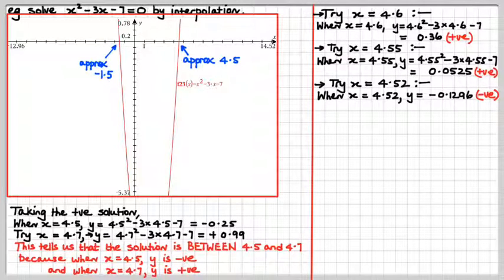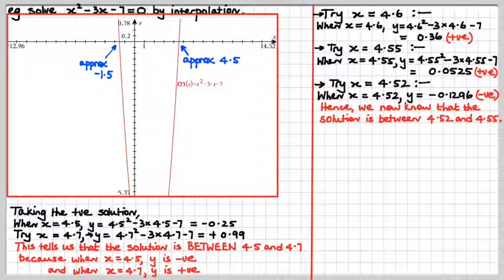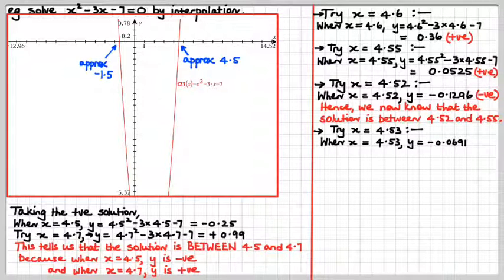So that one gives us a negative answer. So that means we're now to the left of the root. So now let's just regroup. Our to the left of the root reference point is now 4.52, and our to the right of the root reference point value of x is 4.55. So we're going to split the difference again and go for 4.53. Okay, we get a negative answer again. So now 4.53 is to the left and 4.55 is to the right, so we'll go for 4.54 now.